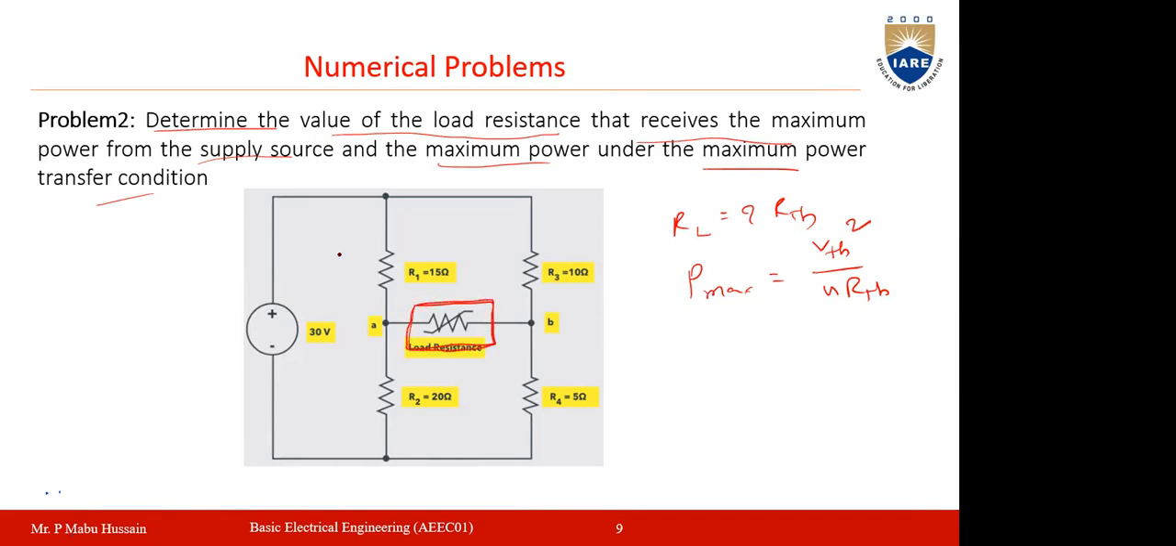Okay, so first you remove this load resistance and call the terminals A and B, or X and Y. Between the terminals A and B, you need to find RThevenin as well as VThevenin. Finally, you replace this circuit with VThevenin in series with RThevenin. Between these two terminals A and B, we will connect the load resistance RL. Then you can find the maximum power transfer from this expression.